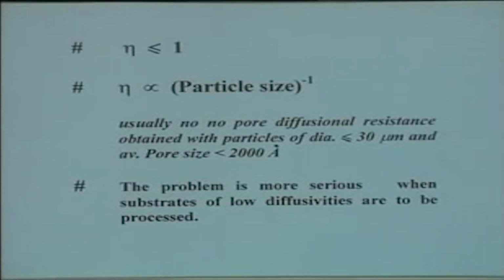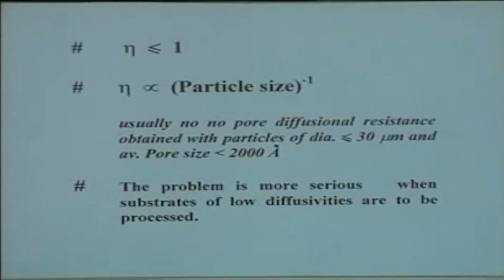That means, either the pore diameter is large or the particle size is reduced, the effectiveness factor can be made to go towards 1. But of course, in these cases you face other operational problems, like at low particle size there is a risk of high pressure drop across the bed, and therefore more power consumption for operating the enzyme reactor. Also, the effectiveness problem can be more serious when substrates of low diffusivity are to be processed.